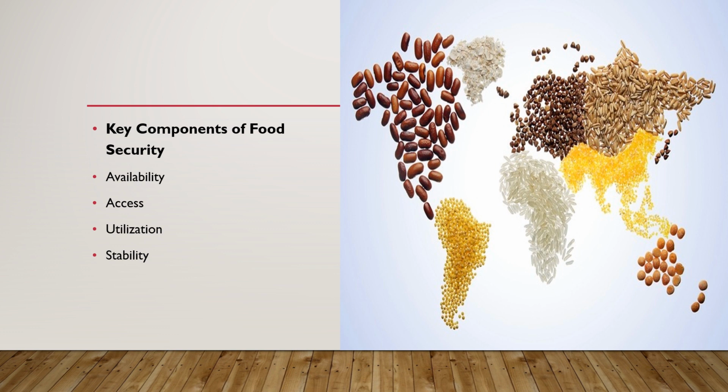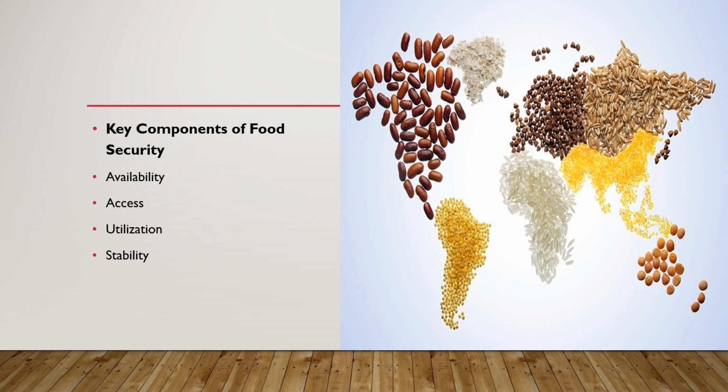The next is utilization, and this refers to how food is used, the ability to metabolically use the nutrients and the overall state of health to ensure that those nutrients are properly absorbed. And safe water, sanitation, and healthcare play into this element of food security.